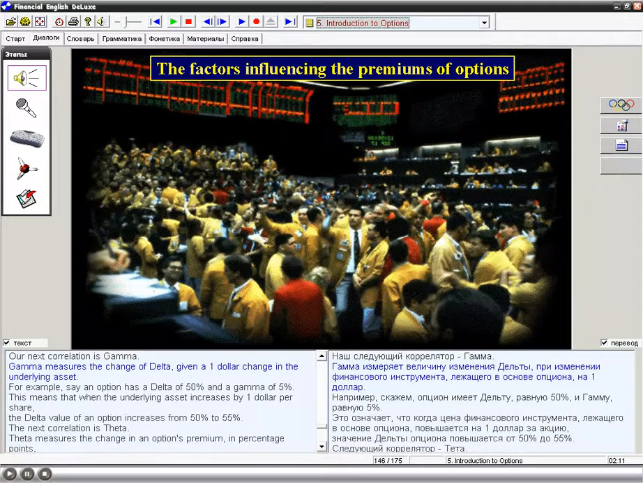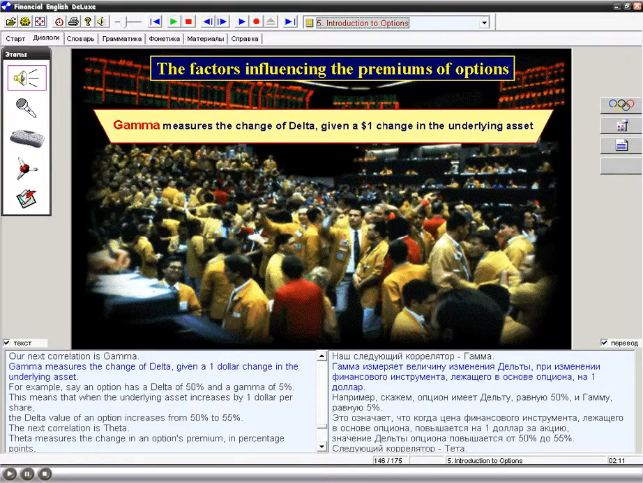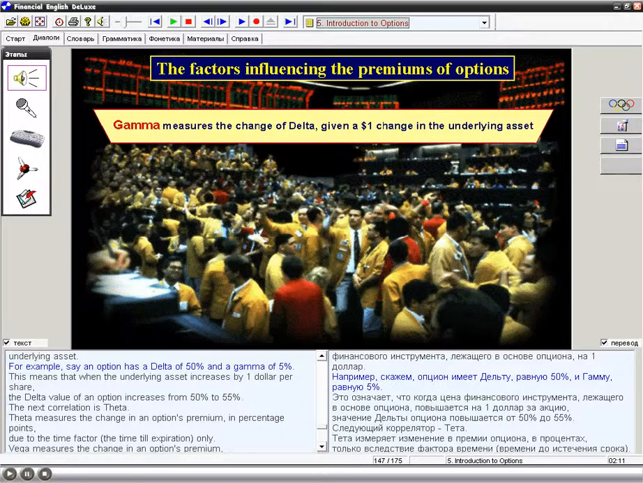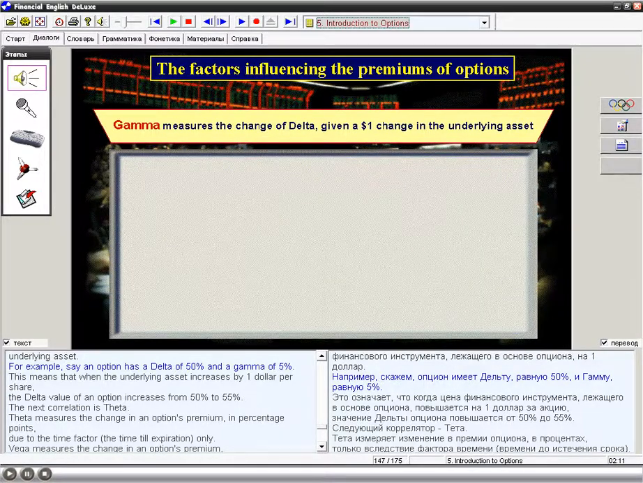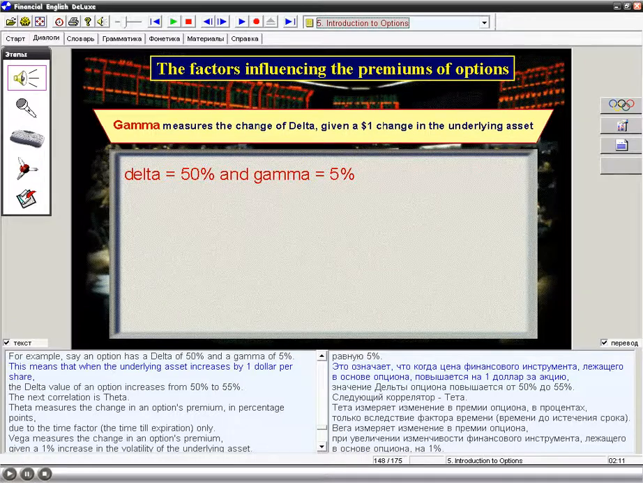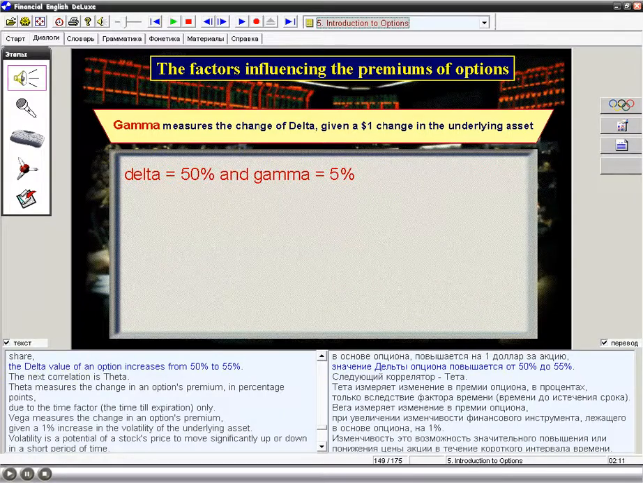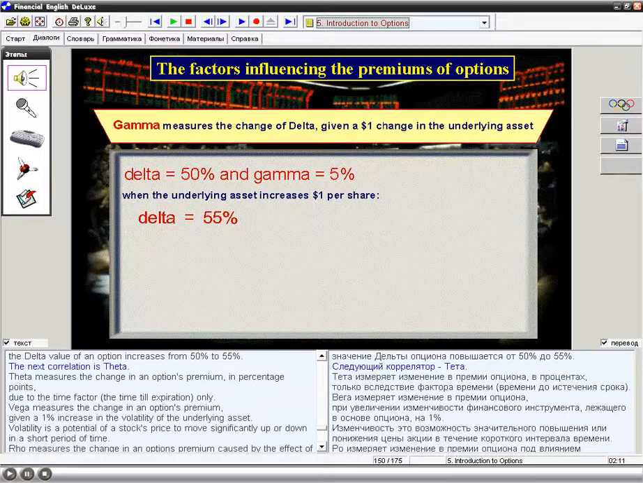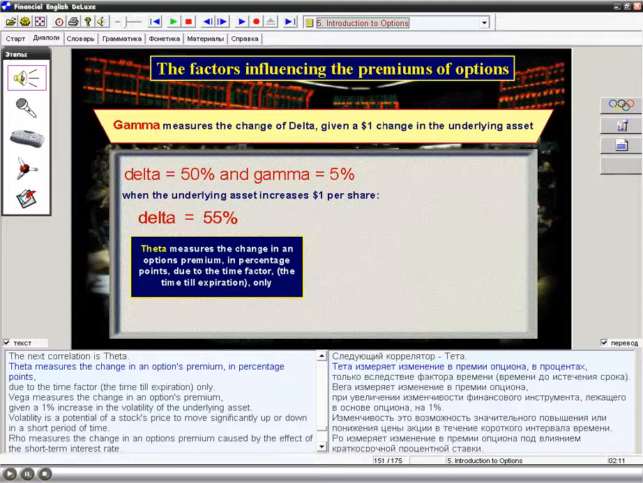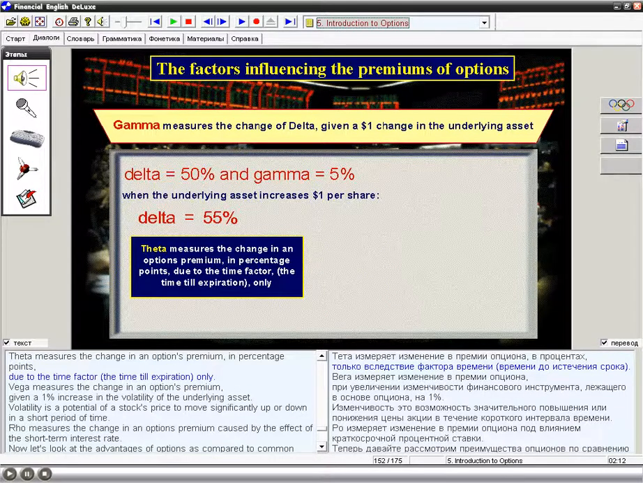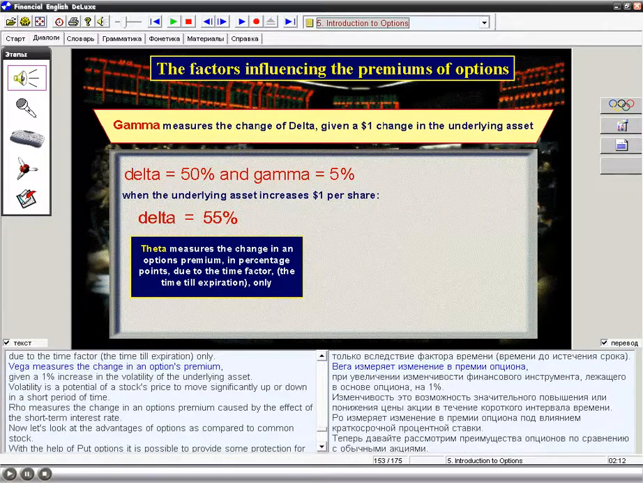Our next correlation is gamma. Gamma measures the change of delta given a $1 change in the underlying asset. For example, say an option has a delta of 50% and a gamma of 5%. This means that when the underlying asset increases $1 per share, the delta value of the option increases from 50% to 55%. The next correlation is theta. Theta measures the change in an option's premium in percentage points due to the time factor, the time till expiration, only.